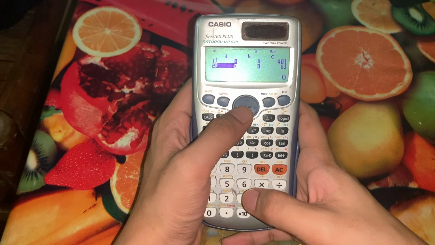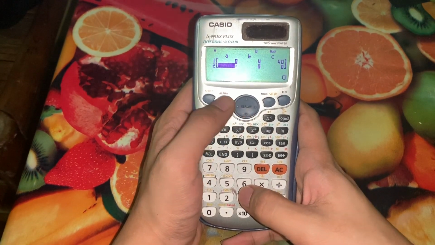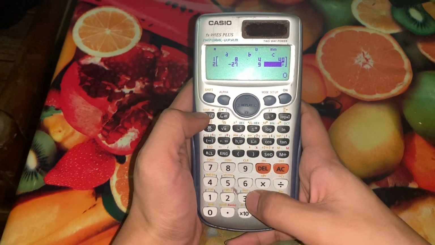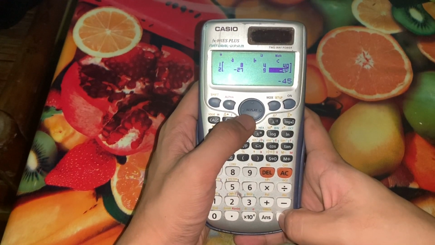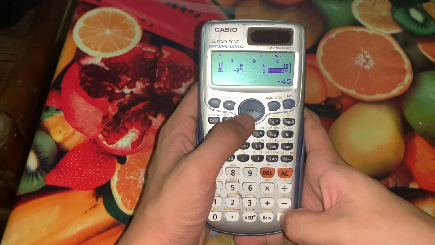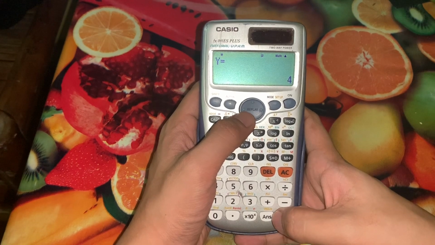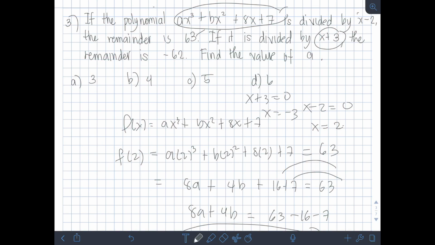And then sa equation 2, we have negative 27a plus 9b equals negative 45. So, therefore, for a, we have negative 27. And then for b, we have 9. And then for constant, negative 45. Okay? And then, press equal sign para masolve si a at b or x and y correspondingly. So, we have x is equal to 3 and y is equal to 4. Okay? So, since yung hinahanap natin is a, find the value of a, we have the answer of letter A, which is 3. Okay?